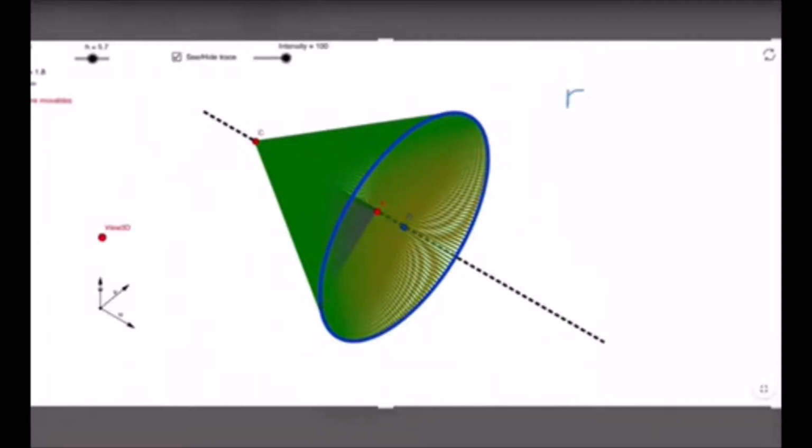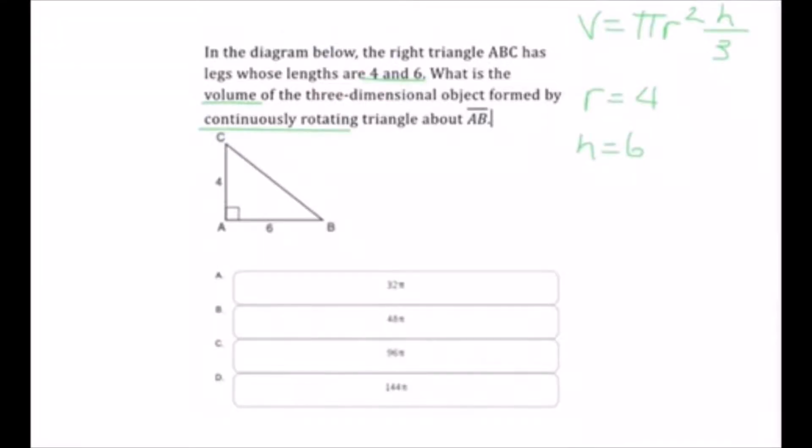As the question says, our radius is 4 and our height is 6. I'm going to show you here where the radius and the height are. The radius of the cone goes from the center to the end point of the circle on the bottom of the cone, and the height goes from the middle to the very top of the cone. Going back to the formula, we are going to substitute the r in the formula with our radius, which is 4, and our h with 6, which is our height.